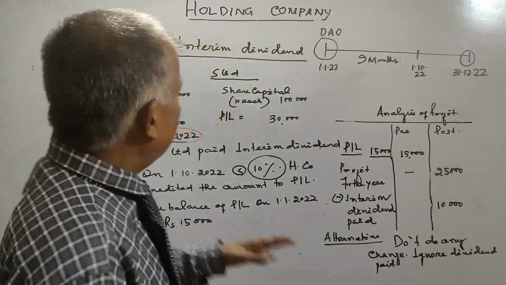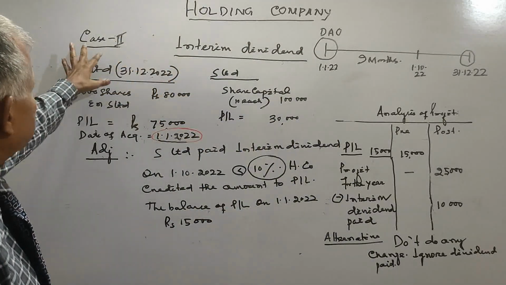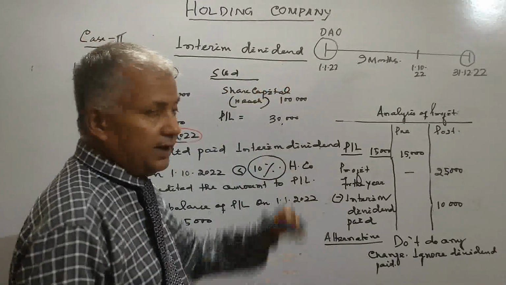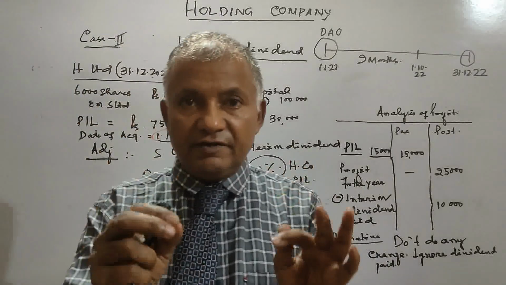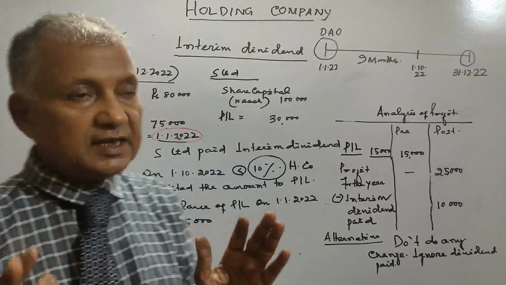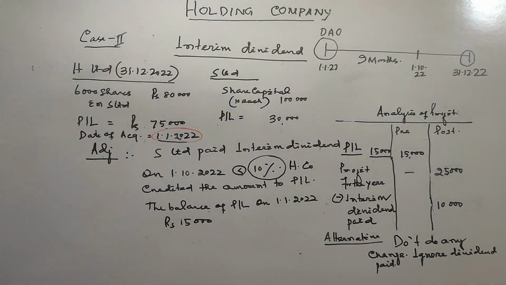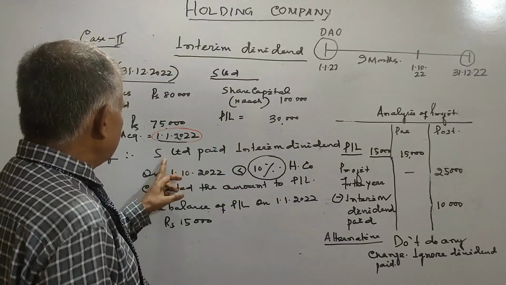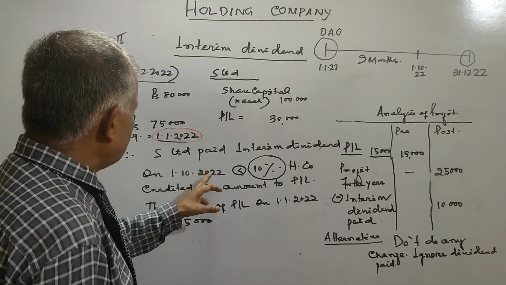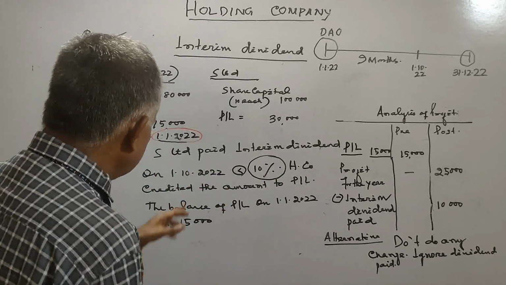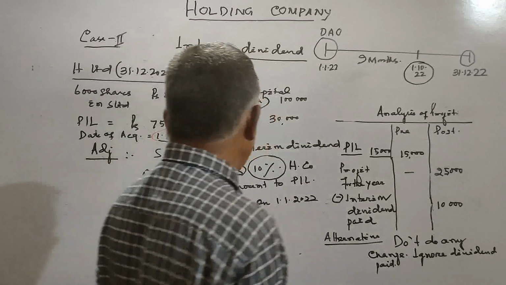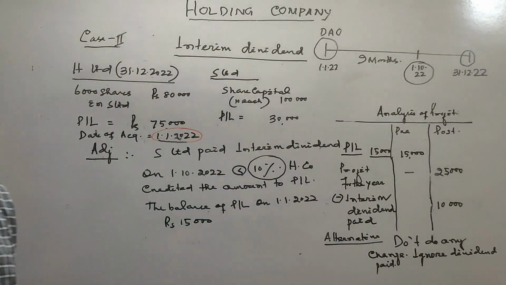Friends, this is an adjustment for case 2. You have done case 1, now it is case 2, interim dividend. Interim dividend means dividend for the current year, that is current financial year. We have taken the adjustment like that. S Limited paid interim dividend on 1/10/2022. This date is important. This is the payment of dividend at a rate of 10%.